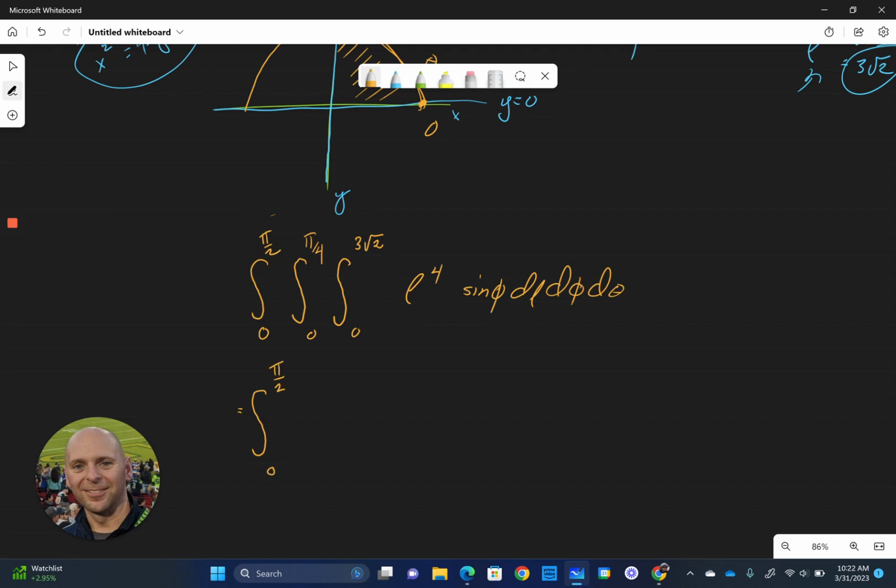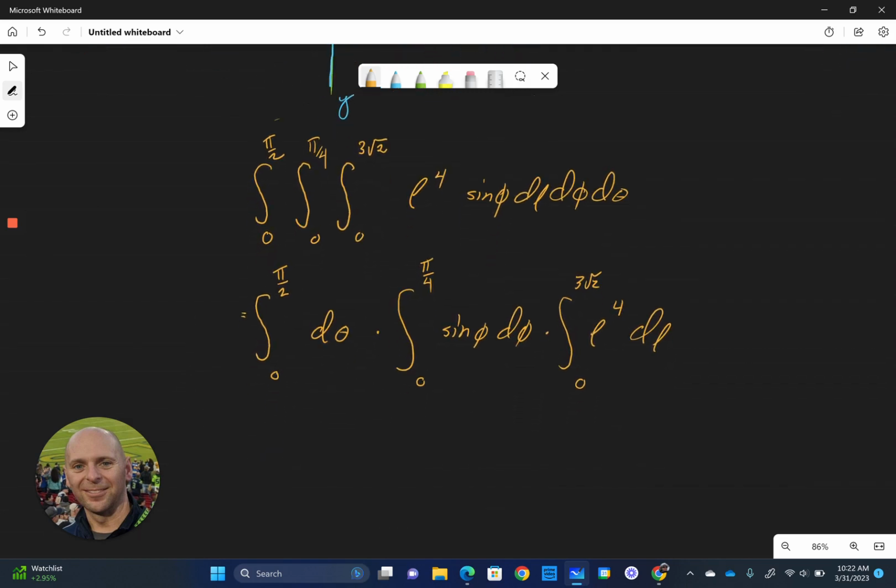So we can take the integral from 0 to pi over 2 d theta, multiply that times the integral from 0 to pi over 4 of sine phi d phi, and then multiply that times the integral from 0 to 3 root 2 of rho to the 4th d rho. Again, not always going to happen, but when it does happen that we can separate our integral into 3 independent pieces, then we definitely want to take advantage of it. It's much easier than computing a triple integral. So now we just have these 3 single integrals.